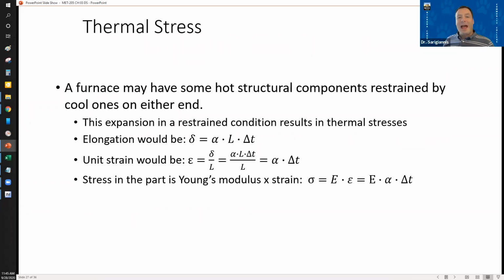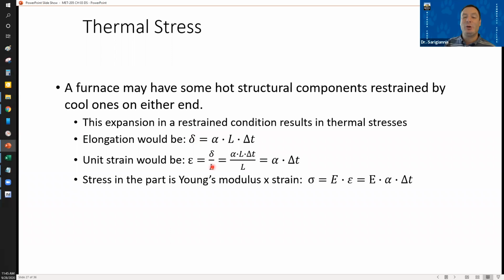Yeah, so you may have hot structural components that are now restrained on either end, right? If you have restrained expansion, you basically wind up with thermal stresses. If this was to lengthen due to temperature change, this is the elongation you would get, this delta, which we just calculated for the rod. Now, unit strain: remember, strain is the change in length divided by the original length.